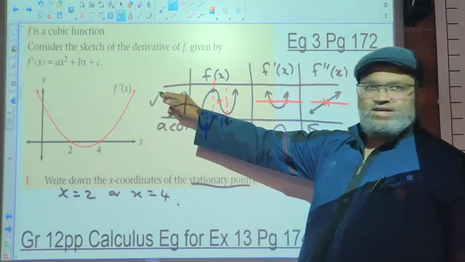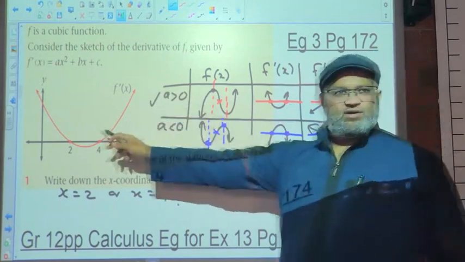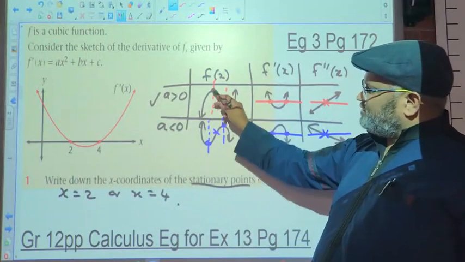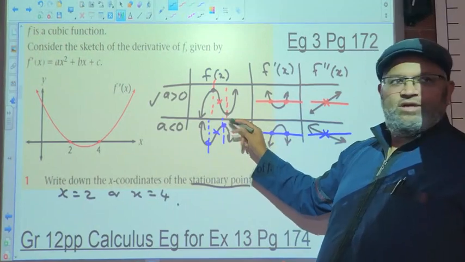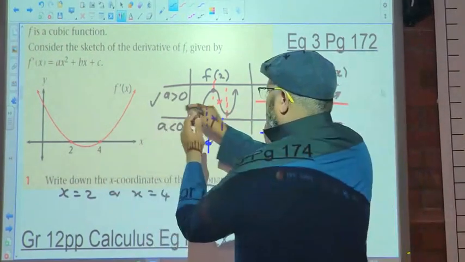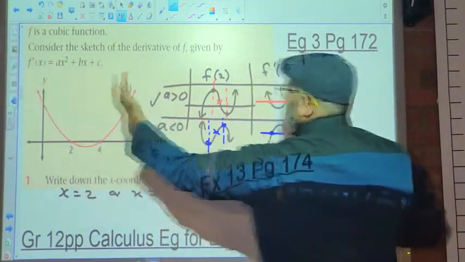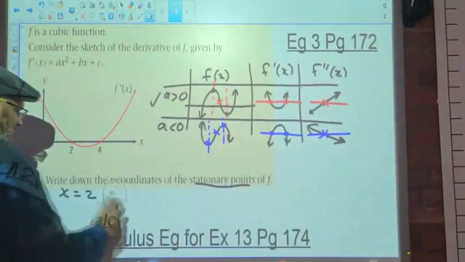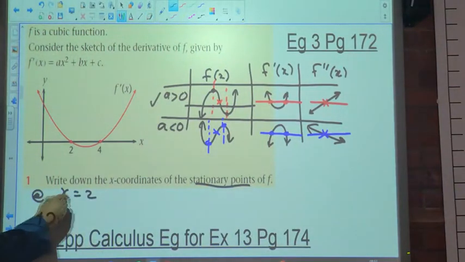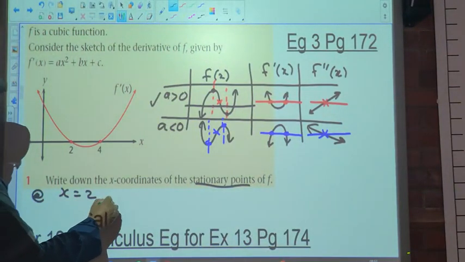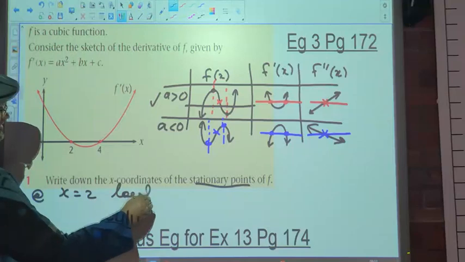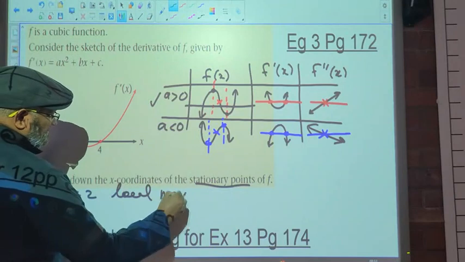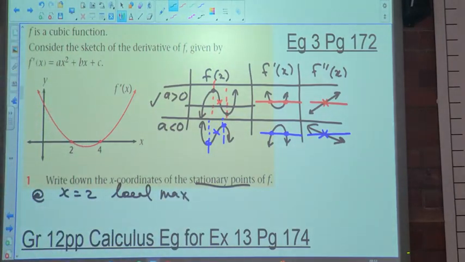You all agree it's this graph, no? Why? Because of the parabola graph being drawn. Why would that be 2? Because 2 is smaller than 4. So coming from left to right on your x-axis, what's going to come first? 2. So at x is equal to 2, the graph will have a local, is this maximum or minimum? Local maximum. That's on top.